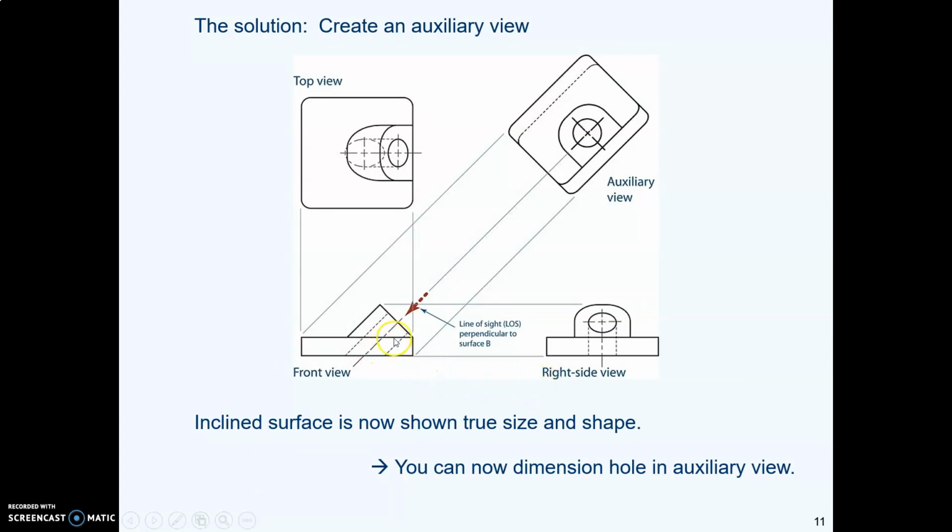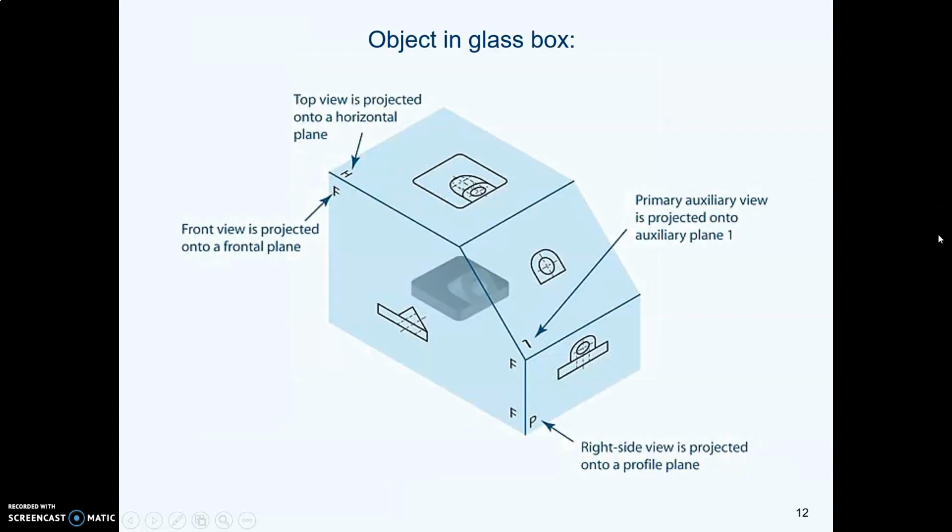Instead, you create an auxiliary view. So this view shows this inclined surface true size and shape. And look, there's that hole. Now it looks like a circle, and it's in the correct location. And there are those corner radii, they're correct. Now you could dimension it.